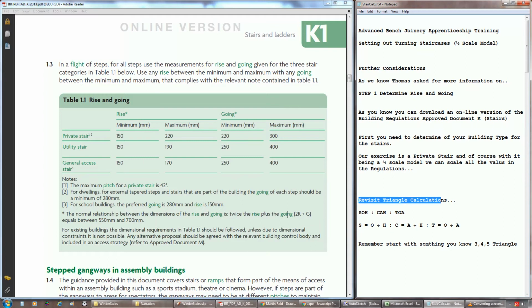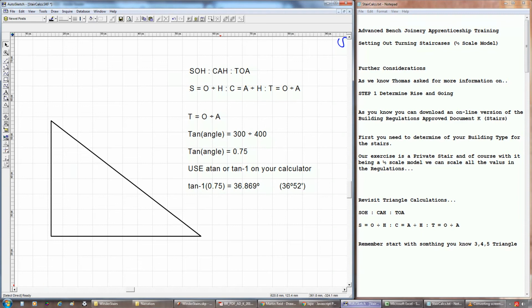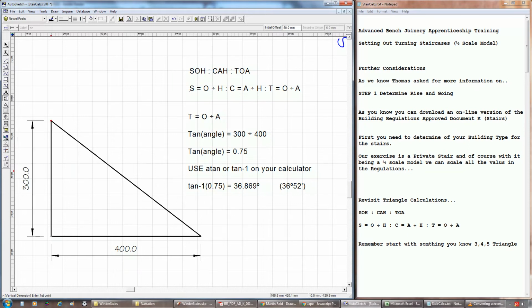Working out the rise and the going means revisiting triangle calculations. As we've discussed in the past, start with a known 3-4-5 right angle triangle to practice your sine, cosine and tangent functions before you start working on your stair calculations. Here we'll use tan because we know the opposite and adjacent sides of our 3-4-5 practice triangle.